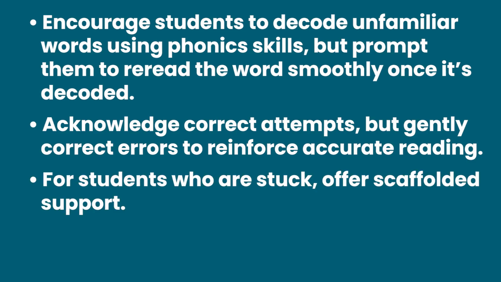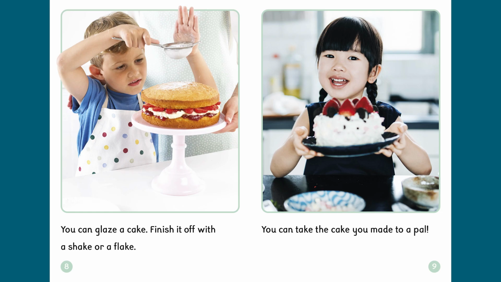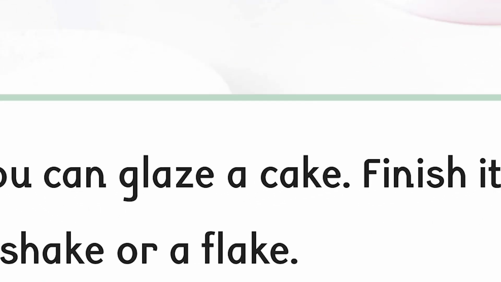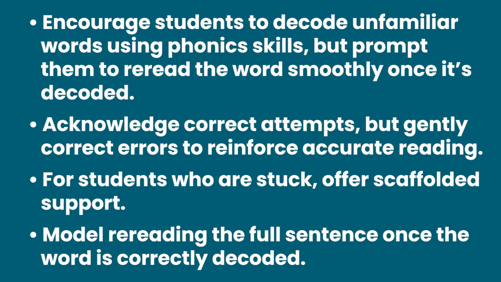For students who are stuck, offer scaffolded support. For example, let's try this together. What sound does the A silent E make in this word? Right, A. Now blend it with the other sounds. Model rereading the full sentence once the word is correctly decoded to show how comprehension and fluency go hand in hand. Also, encourage rereading for fluency.